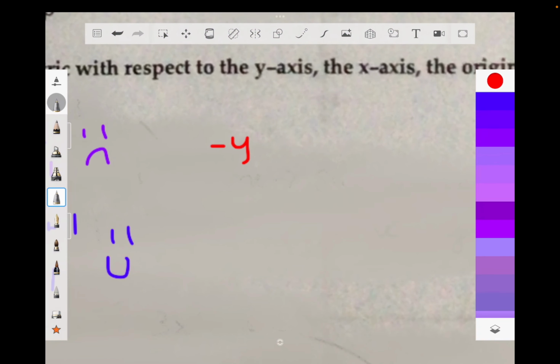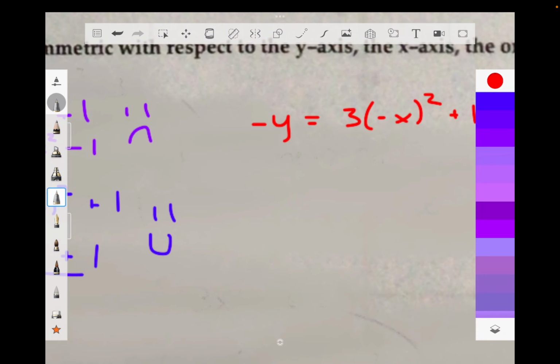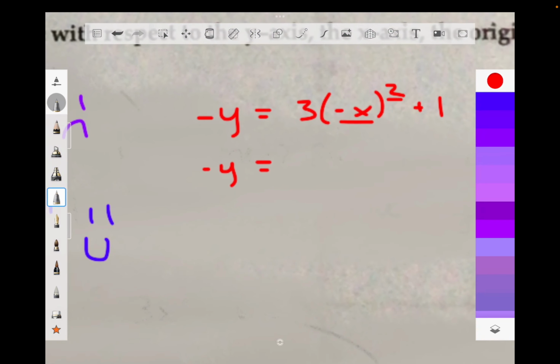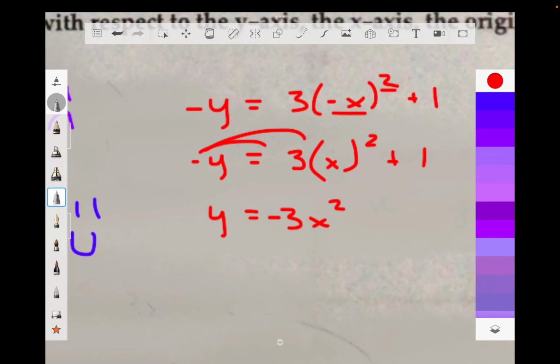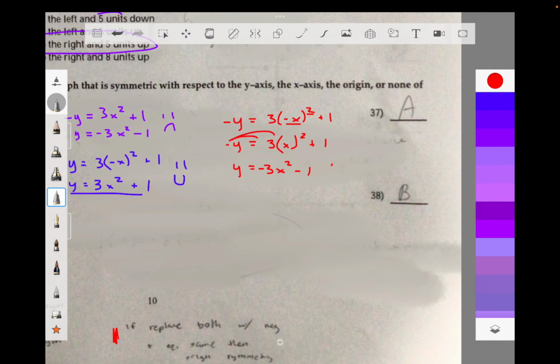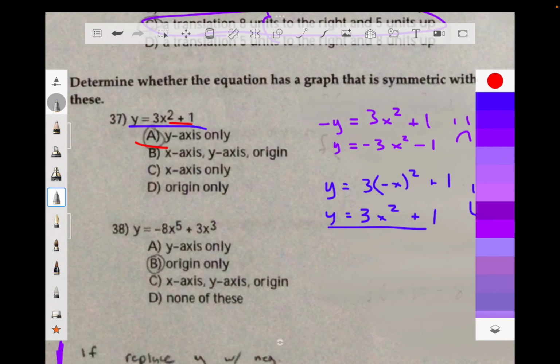So you replace both the y and the x's with negatives, so it's going to be negative y equals 3 negative x squared plus 1. This is even, so the negative goes away. So plus 1, distribute the negative. Which is not the same as the original, so this is not origin. So the only one it is is y-axis only, so it's going to be A.